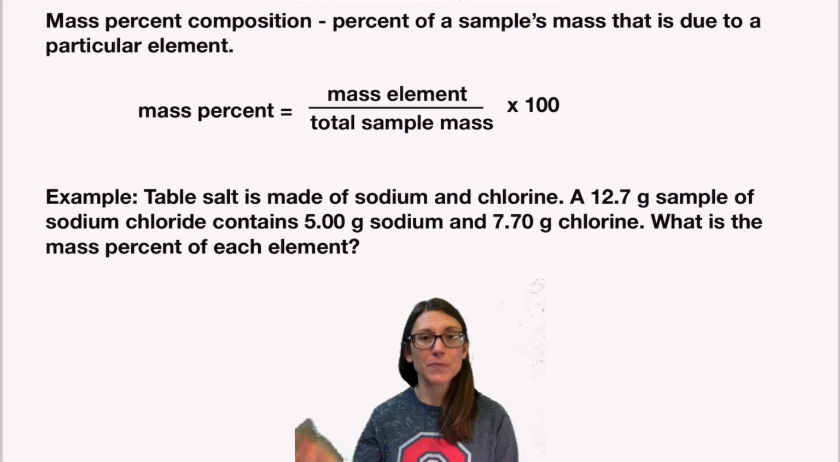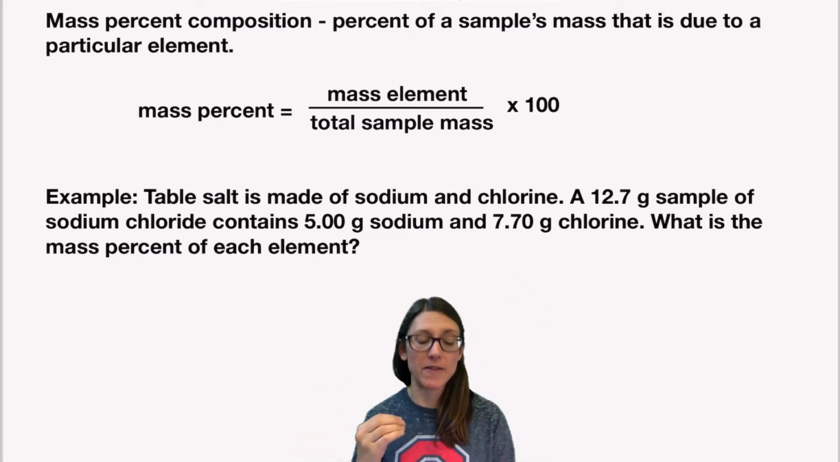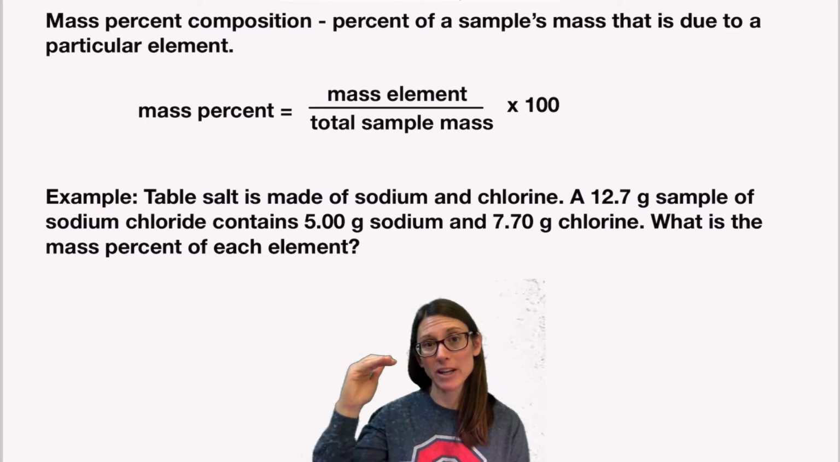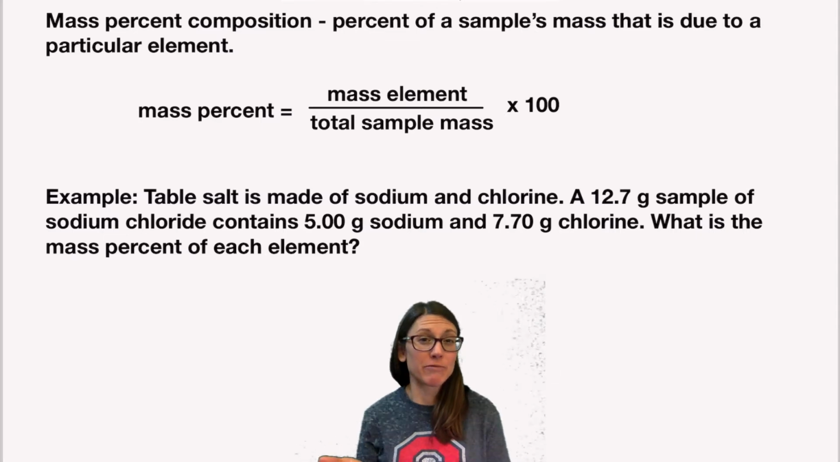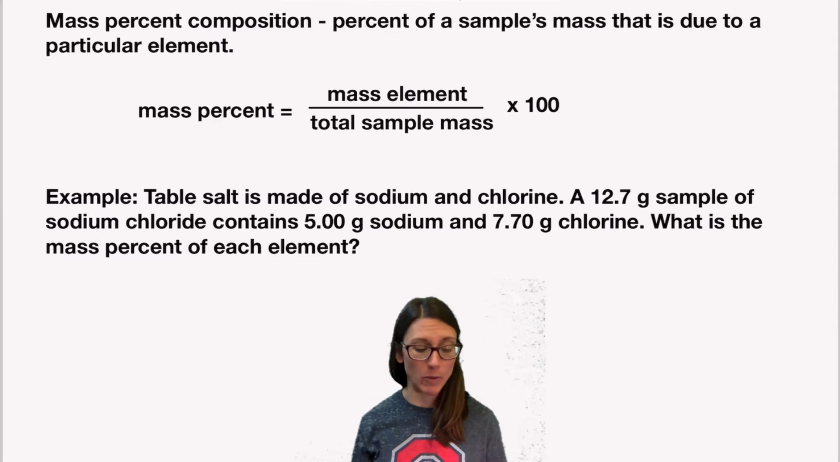of that compound. Mathematically, we're going to find this by taking the mass of an element in a compound and dividing that by the total sample mass. And then to make it look like a percent rather than just a fraction, we're going to multiply by 100.